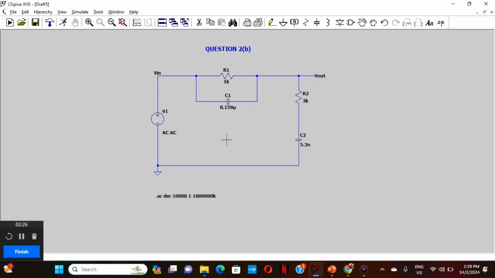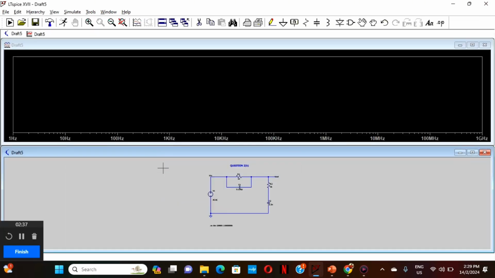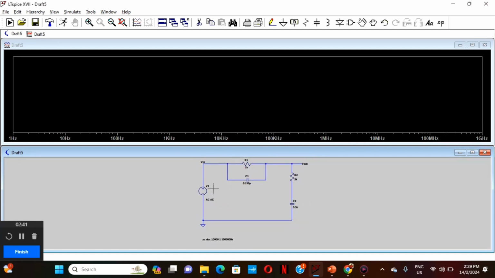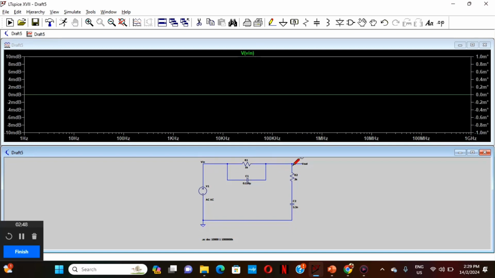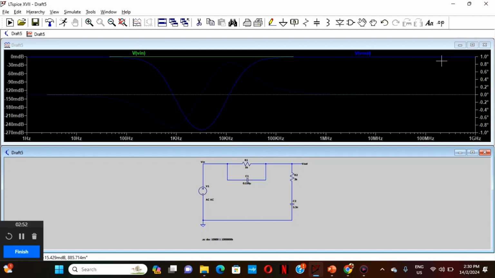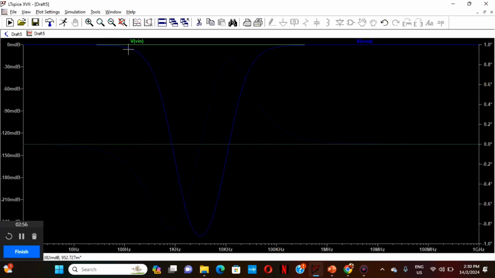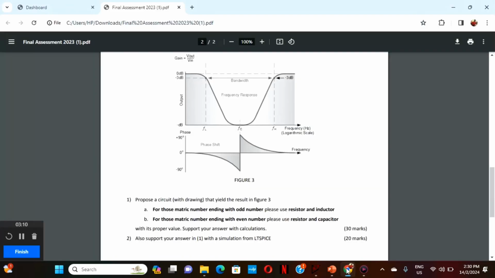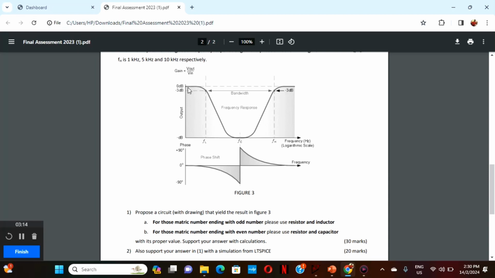Then after we have arranged and put our components in the right place, we started to test the circuit. So when we run the circuit, we touch at the input voltage and then the output voltage. So you can get a graph like this. If you can see in here, this is the gain, which is the V in over V out, and the bottom here is the phase shift. So this is what you can get from the circuit.